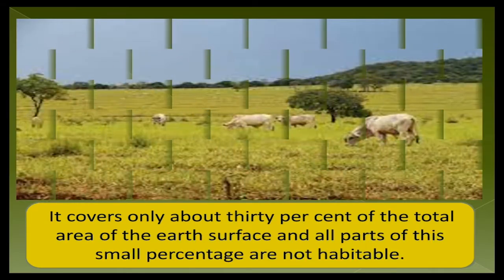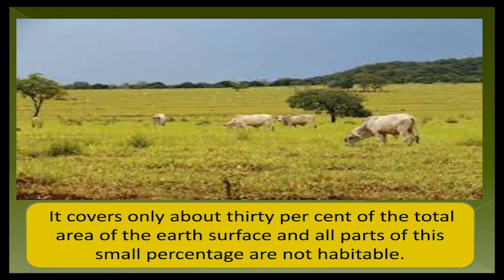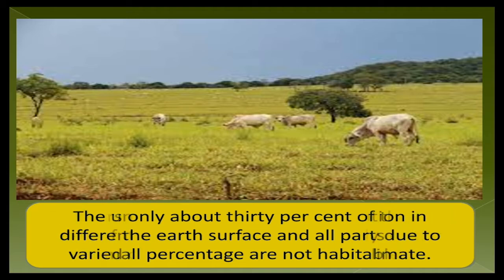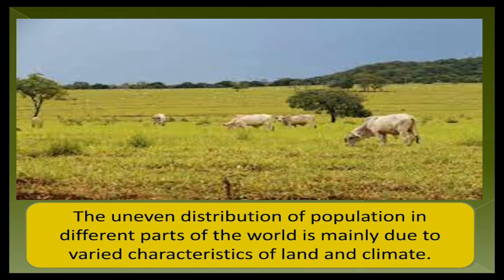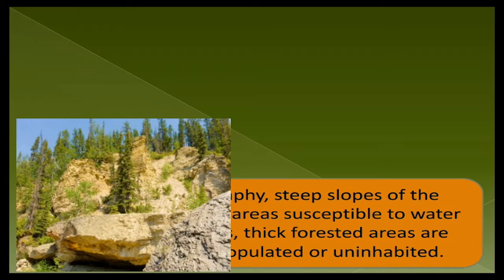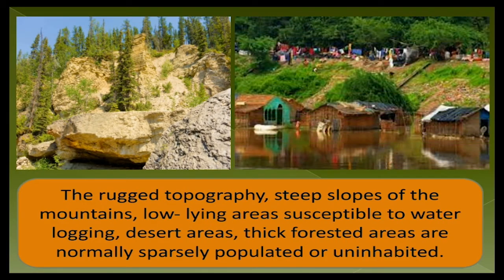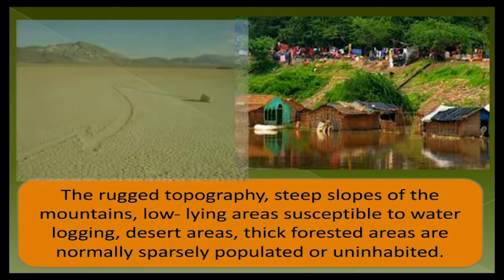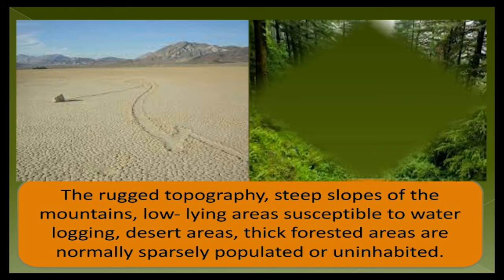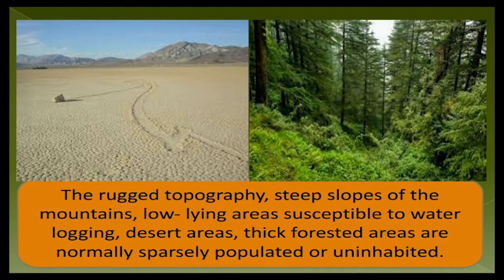It covers only about 30% of the total area of the Earth's surface, and not all parts of this small percentage are habitable. The uneven distribution of population in different parts of the world is mainly due to the varied characteristics of land and climate. The rugged topography, the steep slopes of the mountains, the low-lying areas that are susceptible to waterlogging, the desert areas, and the thick forested areas are normally very sparsely populated or uninhabited.